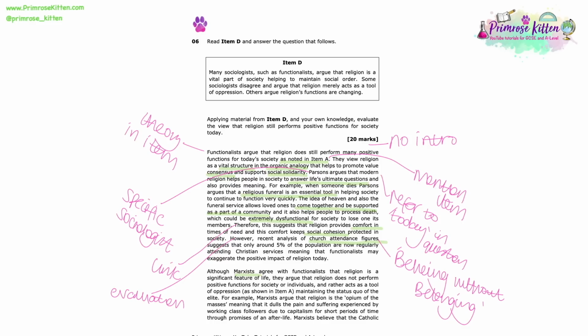Although Marxists agree with functionalists that religion is a significant feature of life, they argue that religion does not perform positive functions for society or individuals, and rather acts as a tool of oppression, as shown in item A, maintaining the status quo of the elite.